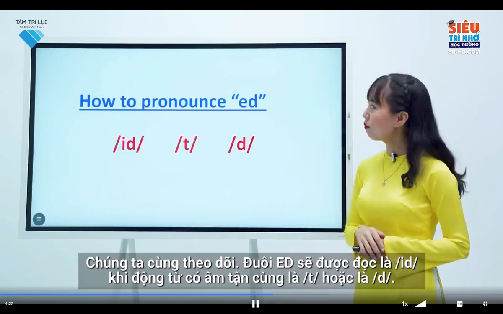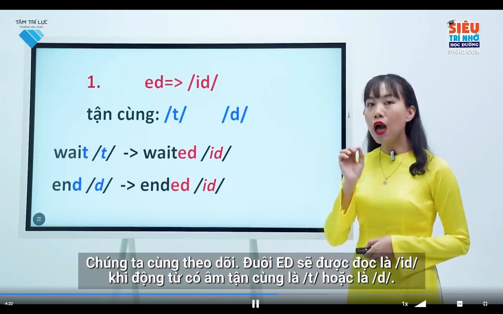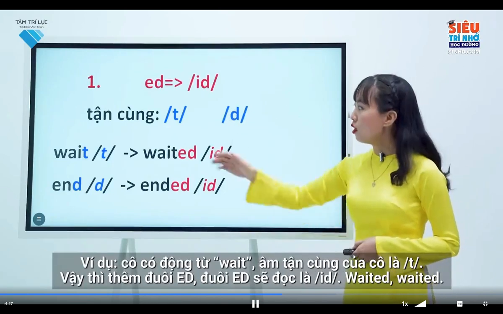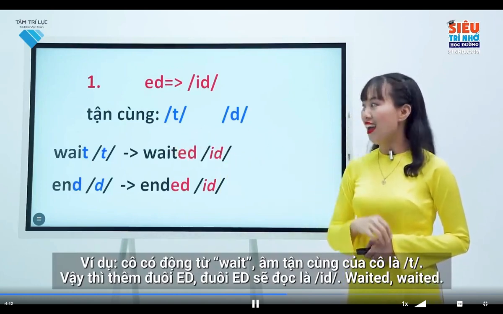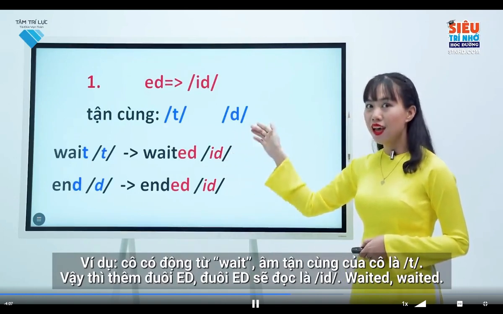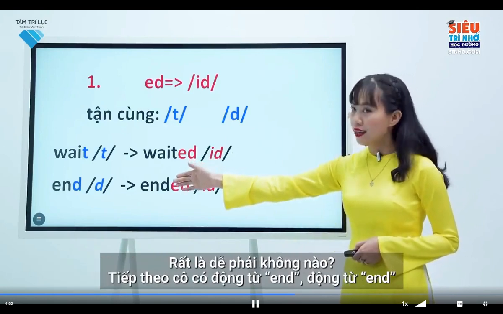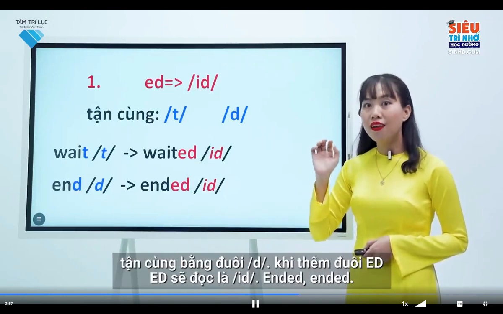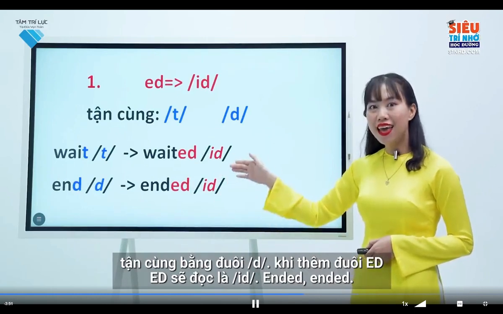Let's see. The ed ending will be pronounced as id when the verb ends in t or d. For example, I have the verb wait, ending sound is t. Then add the ed ending, and it will be pronounced as id: waited. Very easy, isn't it? Next I have the verb end, ending with d. When adding the ed ending, it will be pronounced as id: ended.